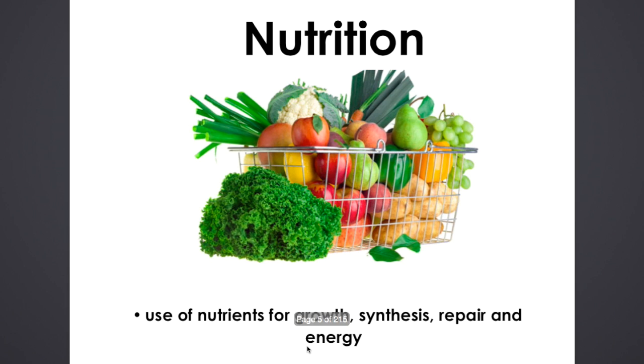The first one is nutrition. Nutrition are the use of nutrients for growth, synthesis, repair, and energy. Okay? These are nutrients, the vitamins and minerals that are found in healthy food. We use this healthy food to help us grow, to help our cells build things, to repair our cells, and to get energy.